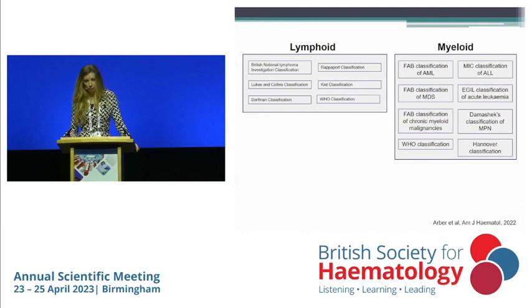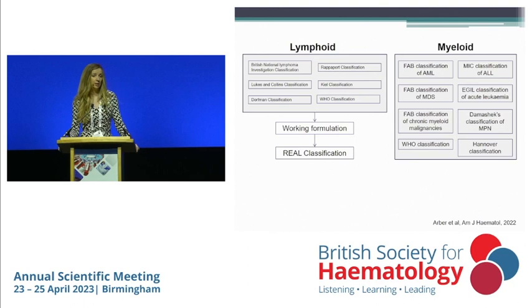And moving on from that, it really moved quicker for the lymphoid side of things, where the NCI tried to combine the six most common lymphoid classifications, and they developed a working formulation, which actually became a classification in itself. But it was the REAL classification, which was developed by the International Lymphoma Study Group, which combined clinical, pathological, and genomic data, and incorporated all of that into the classification going forward.